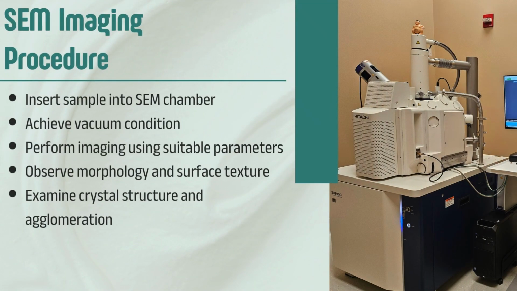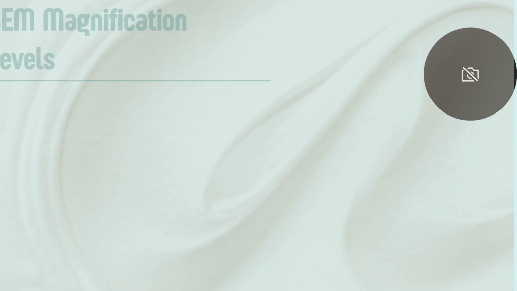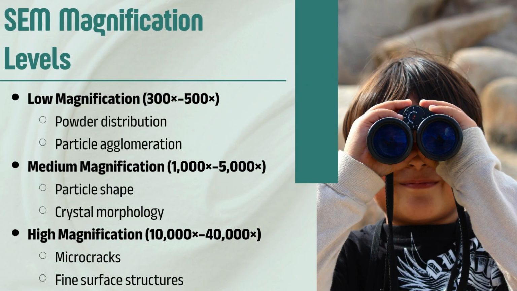For the imaging procedure, we insert the sample into the SEM chamber, then achieve vacuum condition. Perform imaging using suitable parameters, then we observe morphology and surface texture and examine crystal structure and agglomeration. These are the magnifications that we use to detect and analyze the morphology of aspirin and loratadine.